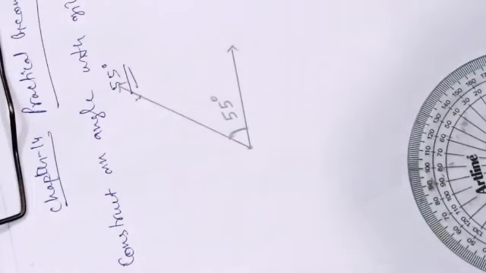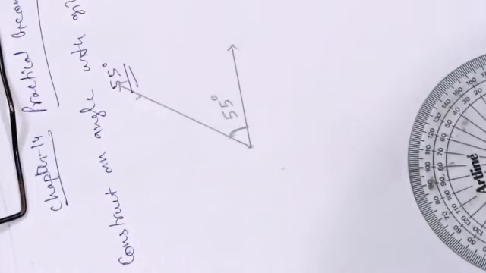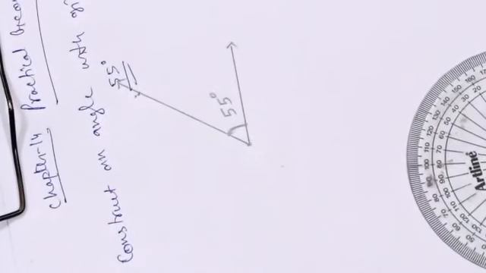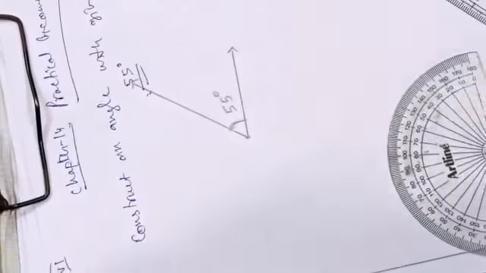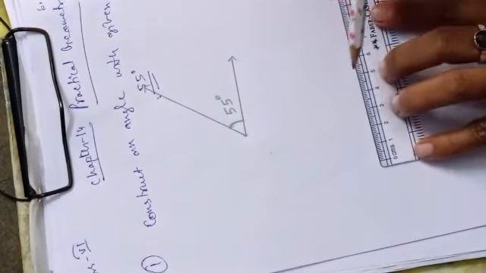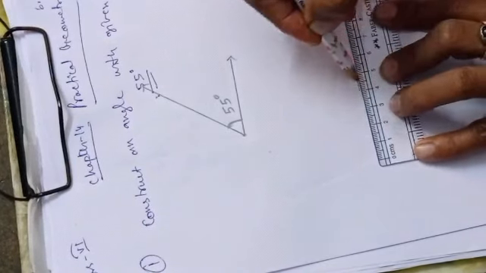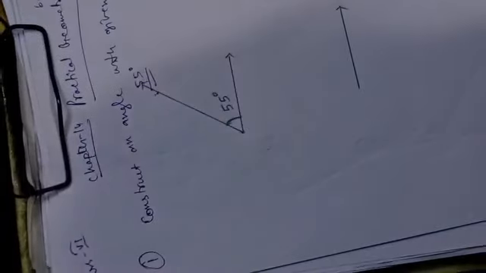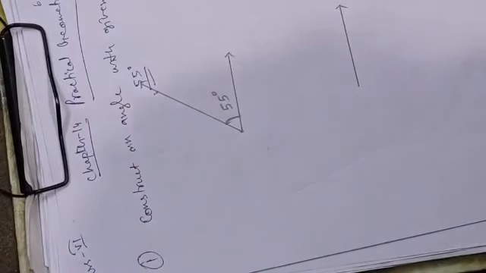Here we will learn how to construct a copy of the given angle. Whatever I have drawn, I want to copy the same in another question. Let's see how I can do it. Again I will take another ray over here. On that ray I want to copy the same. So for that I will use my compass.